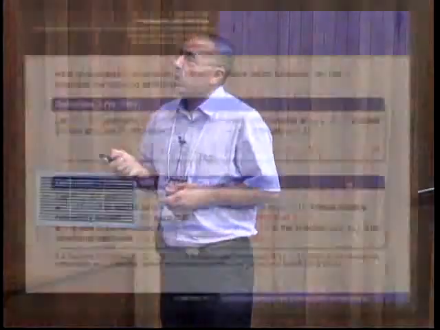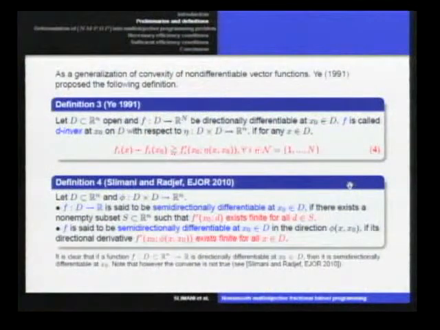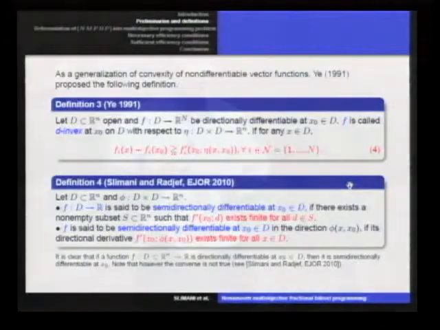In an equivalent way, we say that f is semi-directionally differentiable at x0 in the direction phi if its directional derivative f'(x0, phi) exists and is finite for all x belonging to D. It's clear that if you have a function which is directionally differentiable, then it is semi-directionally differentiable, but the converse is not true.